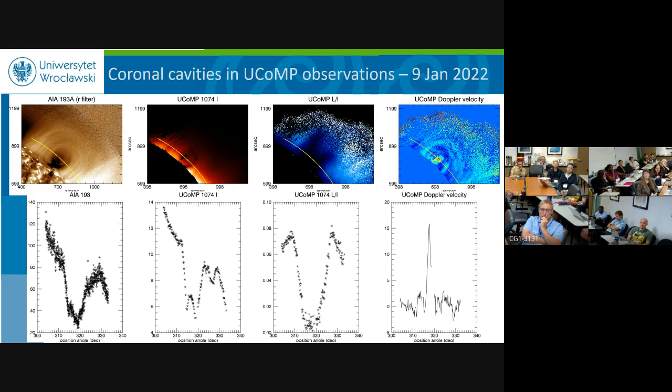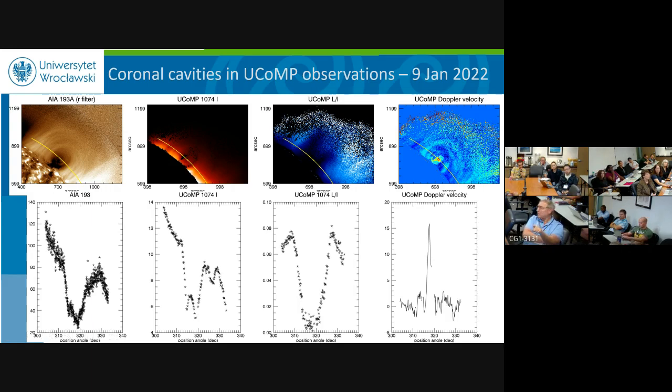But this is a very nice example where you can see very strong flows just in the middle of the cavity, and it's very well correlated. So at the center of the cavity, we have some substructure. It's connected with the strongest flows in the Doppler velocity, line of sight flows, even 15 kilometers per second. I haven't seen such strong flows before.